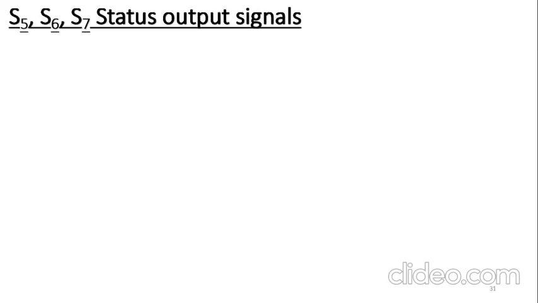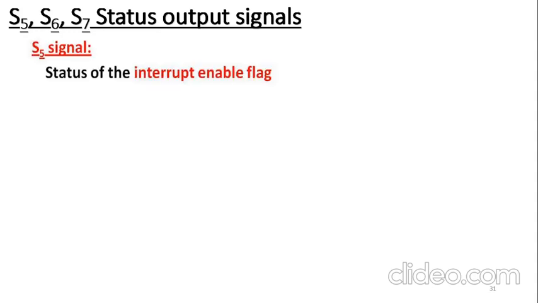Now next is about the status output signals S5, S6 and S7. First of all, S5. The S5 signal gives the status of the interrupt enable flag. This interrupt enable flag decides whether to enable or disable the general purpose interrupt request line, the hardware pin INTR.